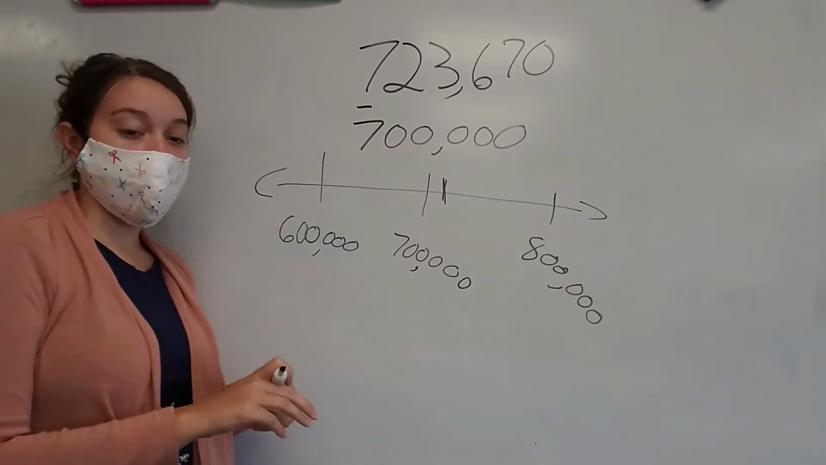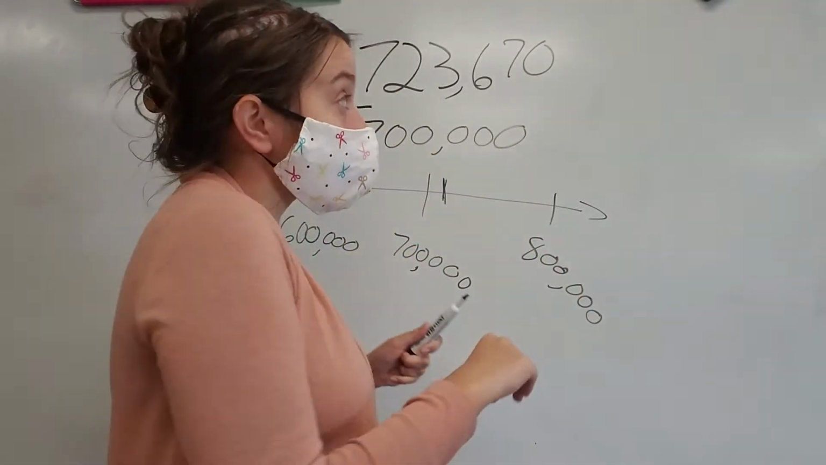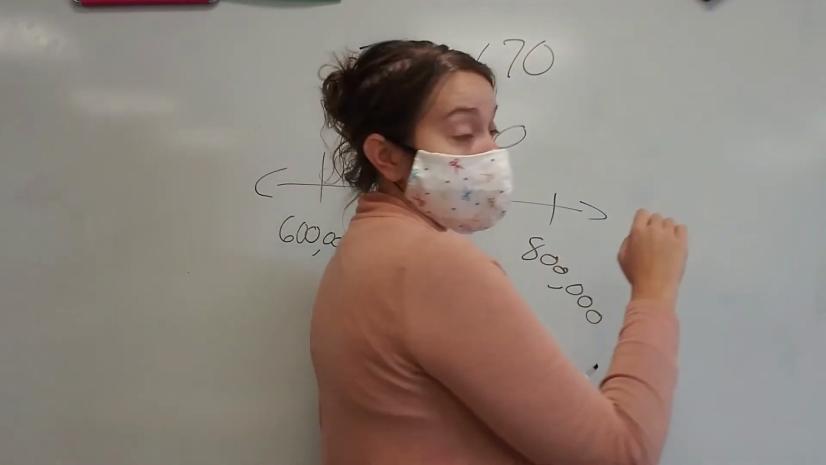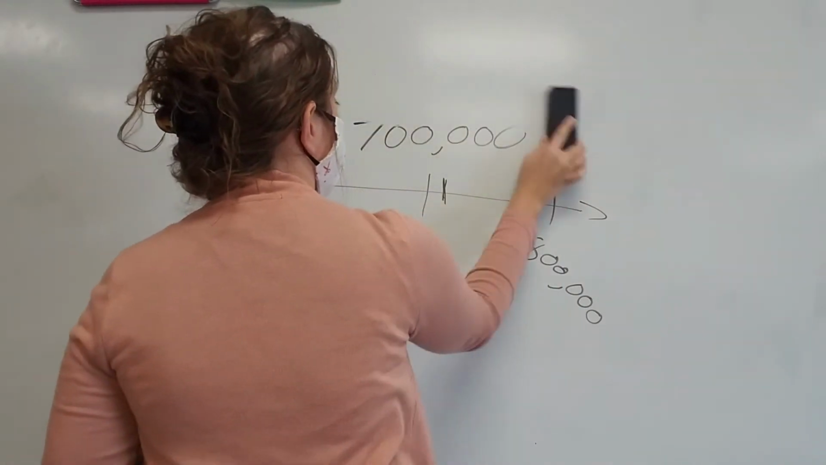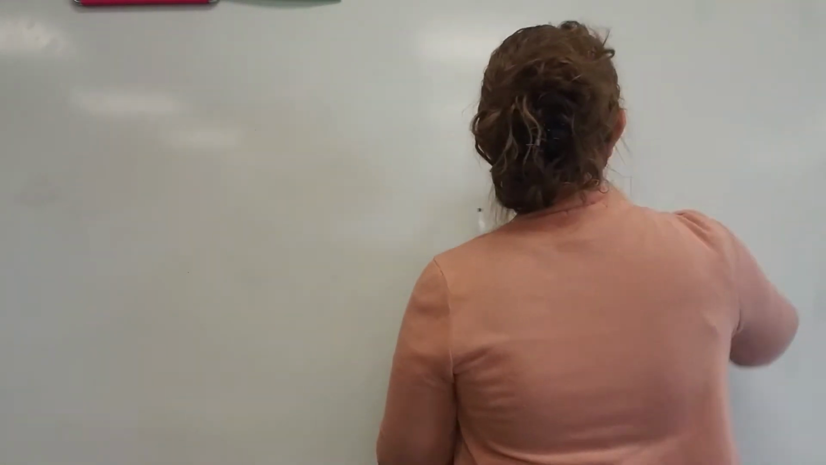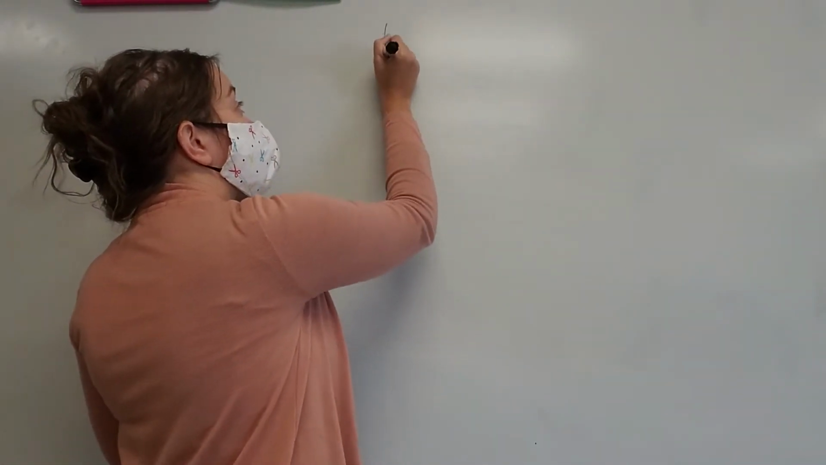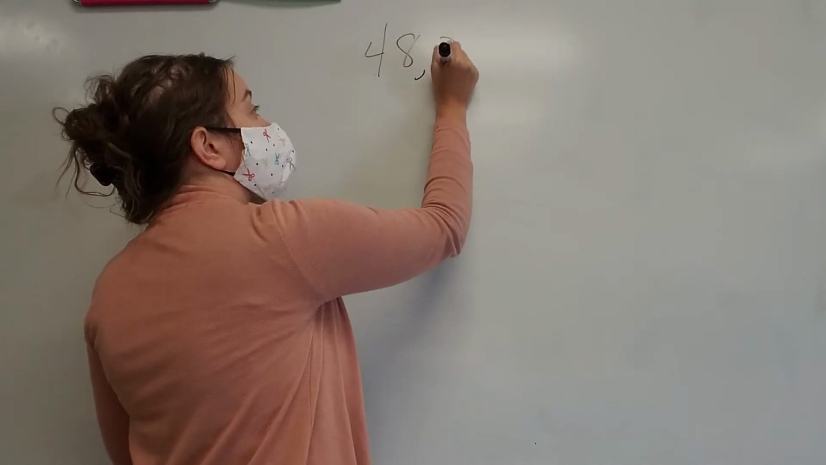All right. Go ahead and look at number 5. Here we are rounding to the nearest 10,000. So our first number is 48,300, right?